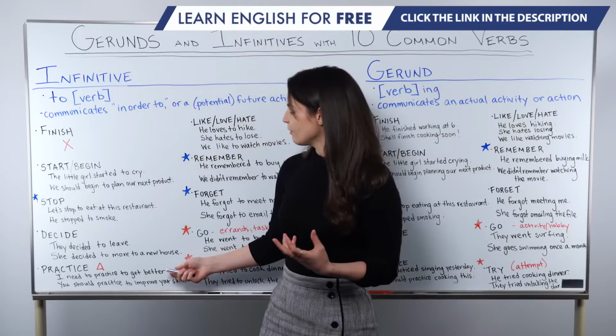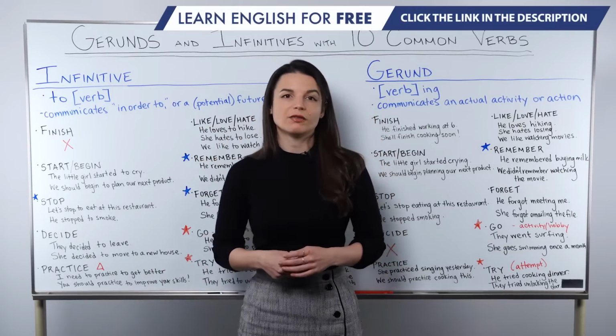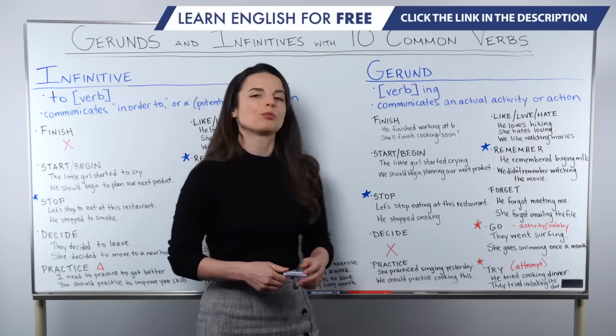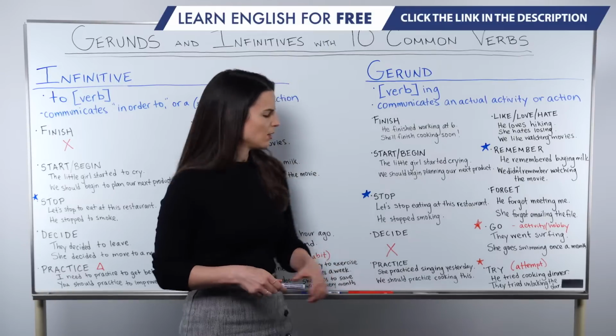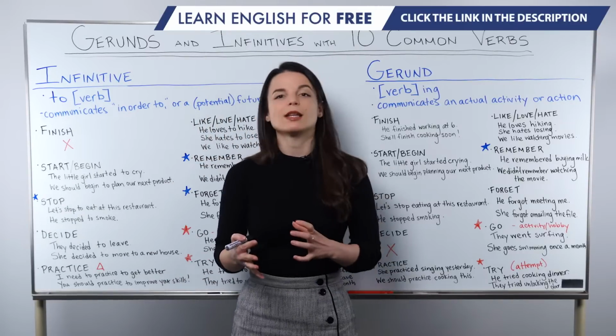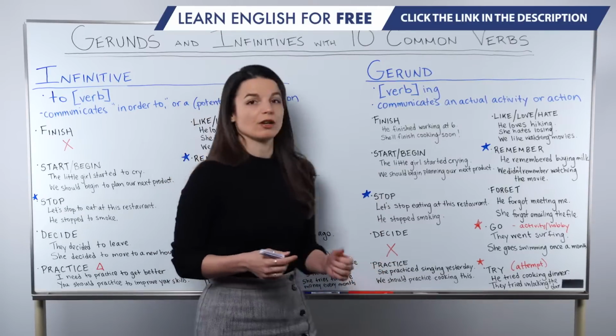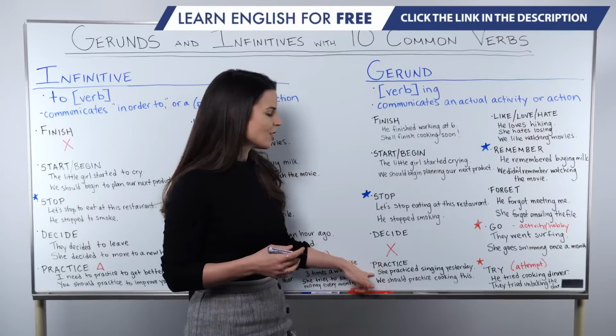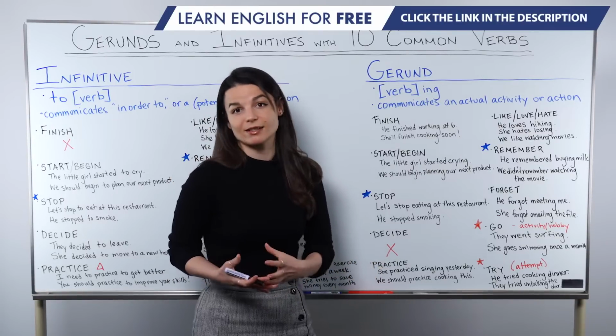On the other hand, we don't really use the infinitive to do this. We don't say, she practiced to sing yesterday, or we should practice to cook this. This doesn't really communicate the same feel as we have with the gerund form. So we use the gerund form to talk about our practice activities.